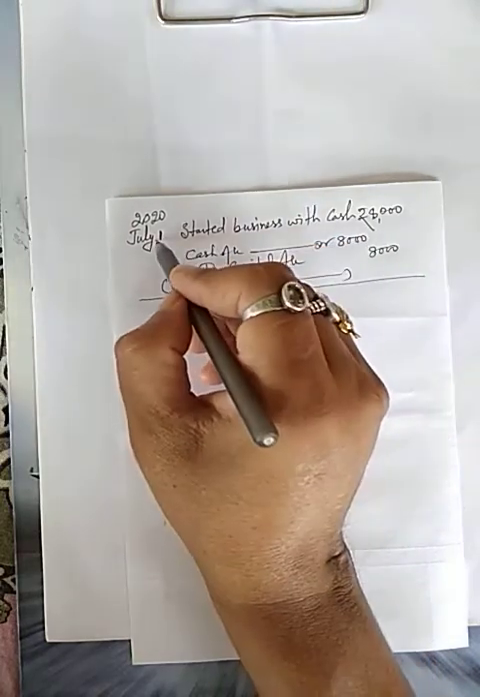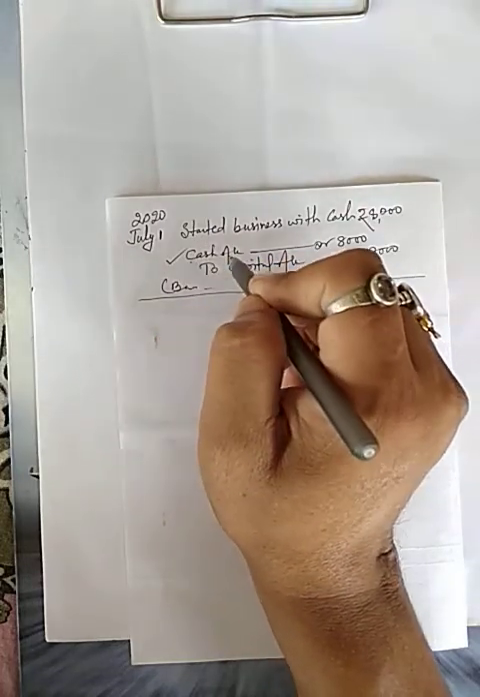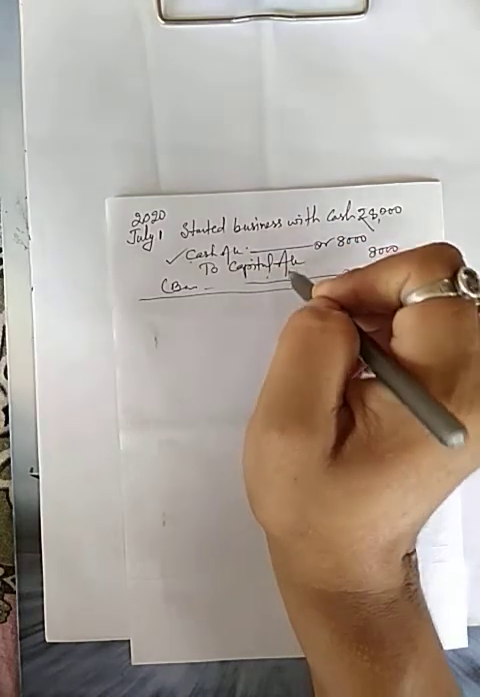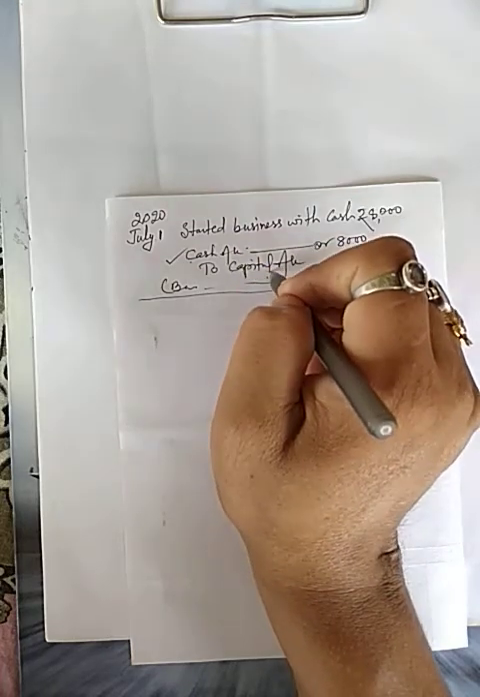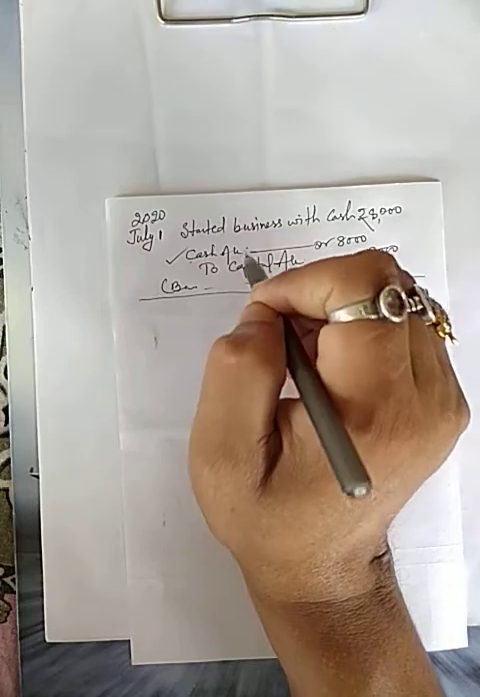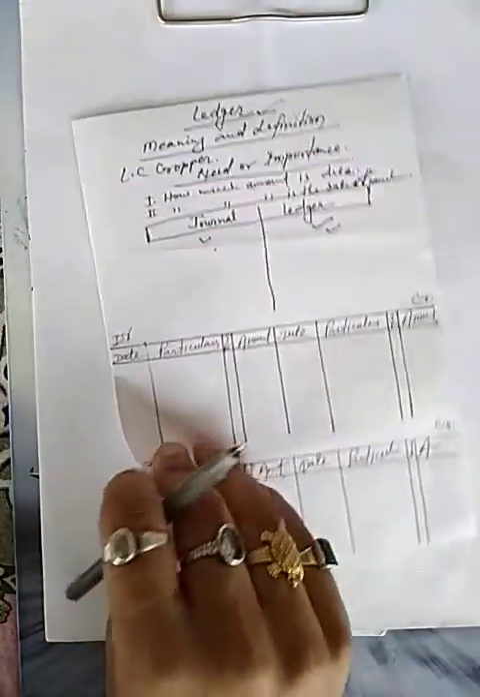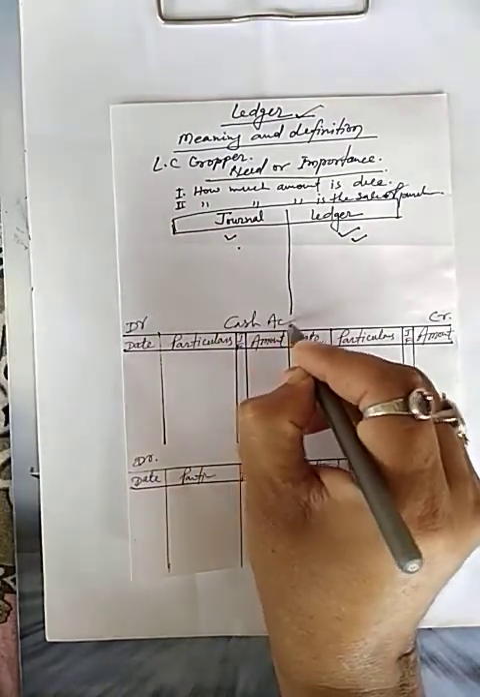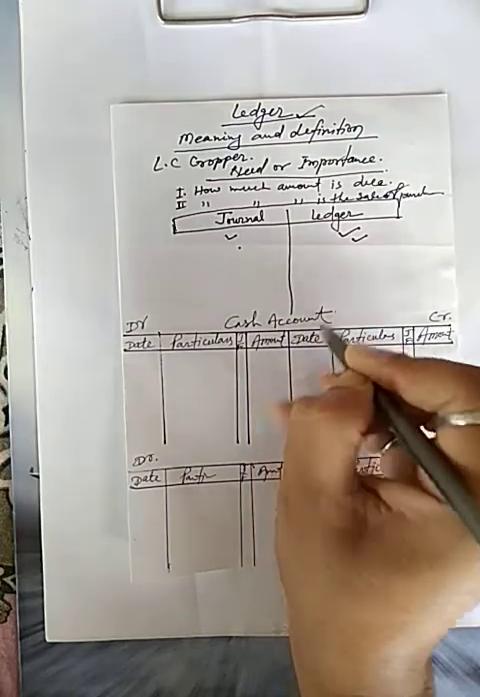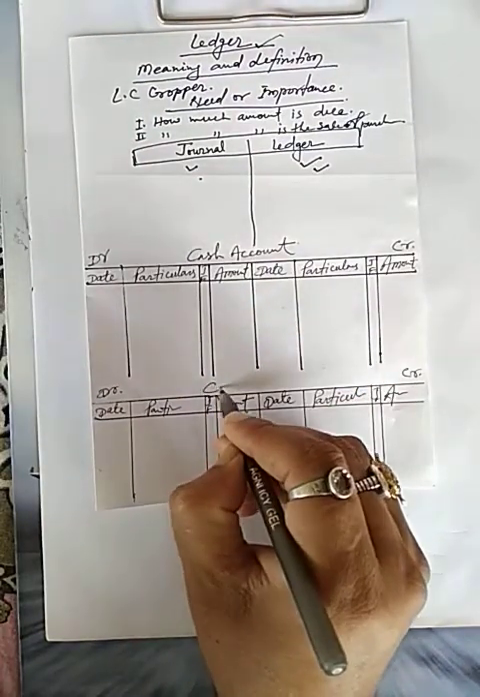So on 1st July I have to open first cash account then capital account, because this transaction affects two accounts. So I will open two accounts in a ledger. First will be cash account, then capital account. So I will open a cash account first, and then second is capital account.